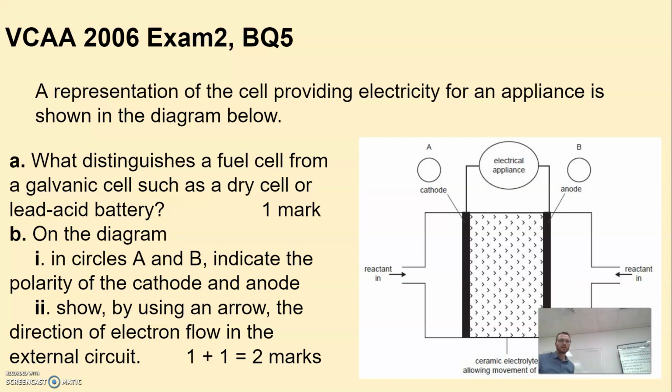Show by using an arrow the direction of electron flow in the external circuit. No! That way. Not left to right. It is, yeah? Right, from anode to cathode via the external circuit.